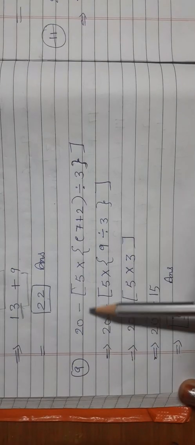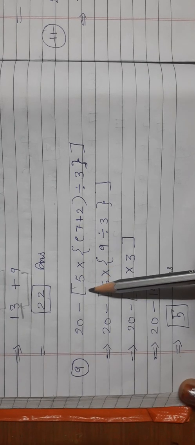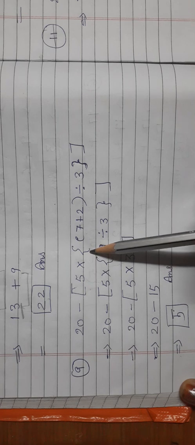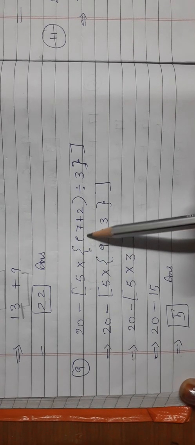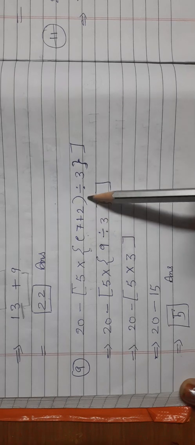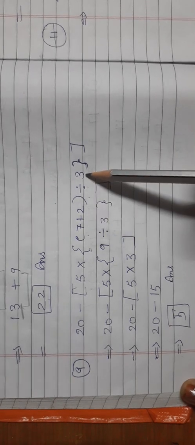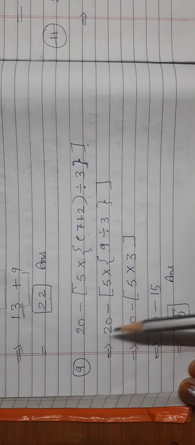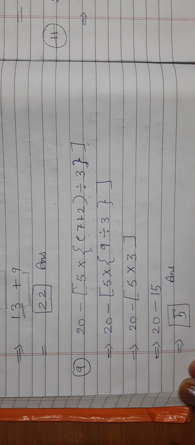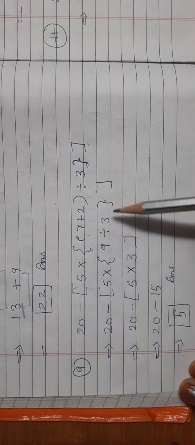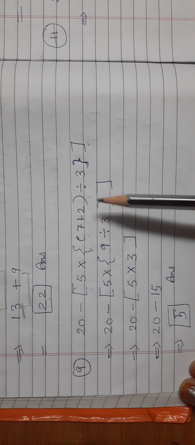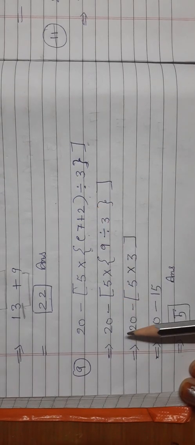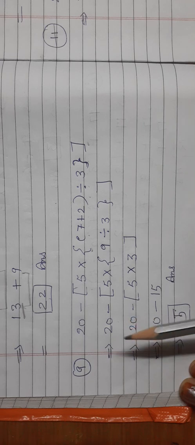Question number 9 is 20 minus, open the big bracket, 5 into curly bracket, open the curly bracket, open the small bracket, 7 plus 2, close the small bracket, divided by 3, close the curly bracket and close the big bracket. Now in the next step, use the BODMAS rule. First we solve the small bracket and keep the remaining digits at the same place.